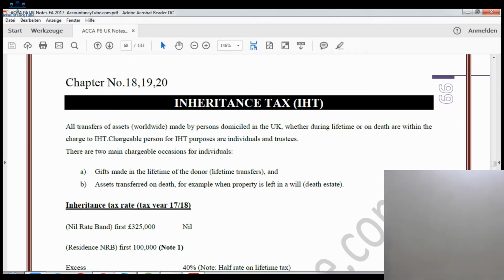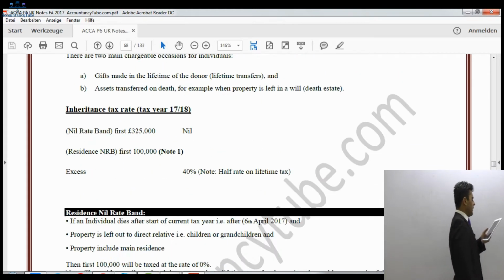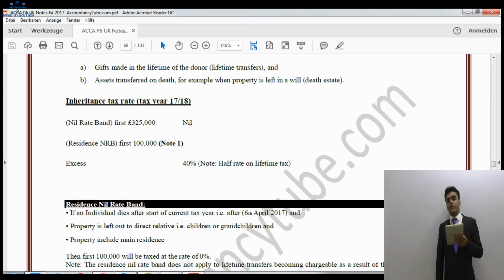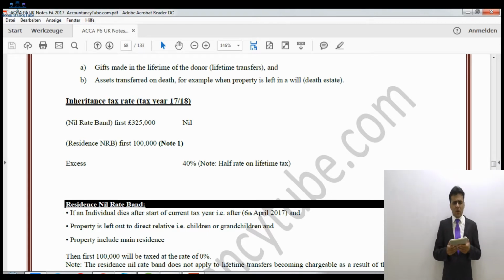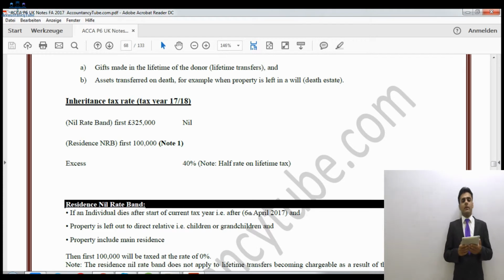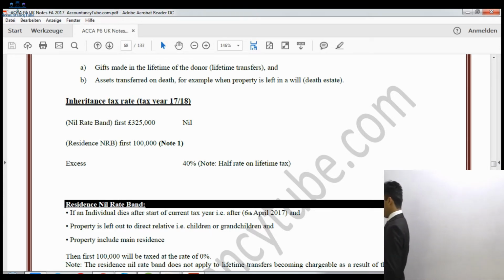For our current tax year, these are the rates. Up to the nil rate band, which is £325,000 for our current tax year, there won't be any tax. And for residences, the nil rate band is up to £100,000. So the residence nil rate band will also be available when the estate is transferred on the death of an individual, and that estate includes the main residence, and it is also transferred to a direct relative. Then the first £100,000 will be at the rate of 0%, and any excess will be taxable at the rate of 40%.